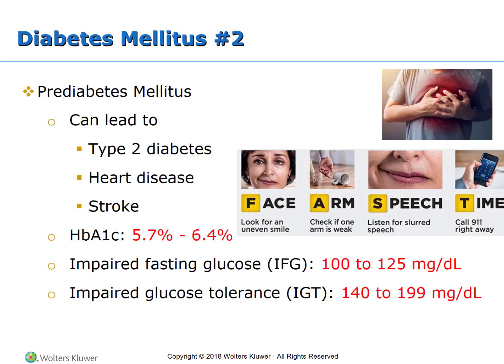The higher the HbA1c, the greater the risk of developing diabetes-related complications. So in pre-diabetes mellitus, it's very scary. It can lead to type 2 diabetes, other types of heart diseases, or stroke. Now, the three things that we look at to diagnose someone with pre-diabetes are, again, HbA1c level between 5.7 to 6.4, impaired fasting glucose level of 100 to 125, or impaired glucose tolerance level from 140 to 199.